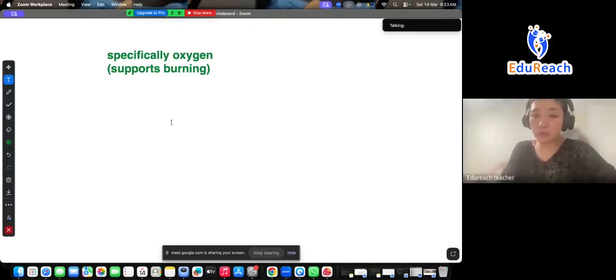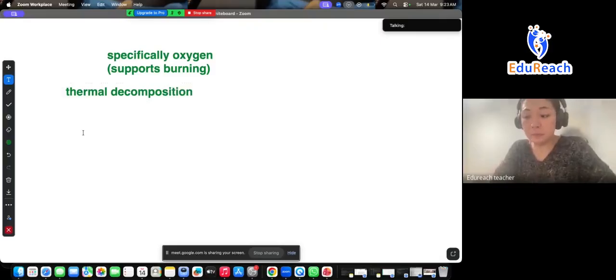Okay, then the next one they said is decomposition, right? A substance breaks down into two or more simpler substances. We usually use the term thermal decomposition because the word thermal suggests that it involves heat. So whenever you see questions on decomposition, they will usually specify that it is thermal decomposition.